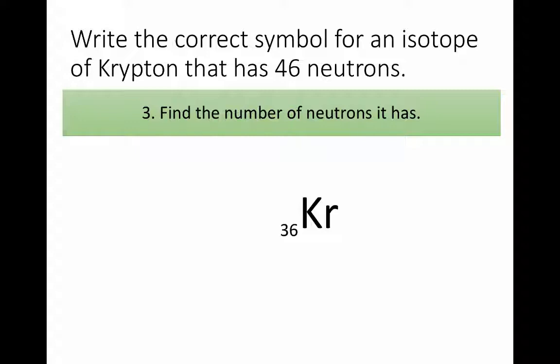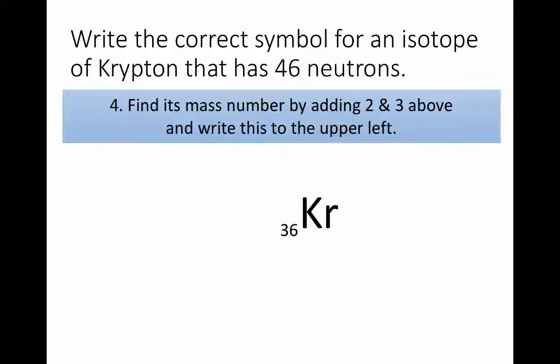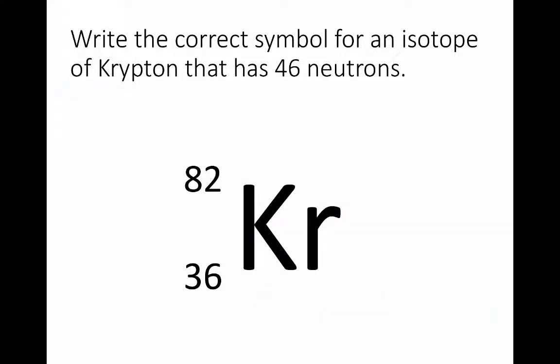Now we need to find the number of neutrons it has. Well, that's easy. The problem gives us that. It says we have 46 neutrons. So let's take the number of neutrons, and we're going to use that to find its mass number. So the mass number, if you remember, is the sum of how many protons there are and how many neutrons there are. So we had 36, that's how many protons we have, plus 46, which is how many neutrons we have, and that gives us a total mass number of 82. And so now we can write that number right here. So here is our correct isotope symbol for an isotope of krypton that has 46 neutrons.